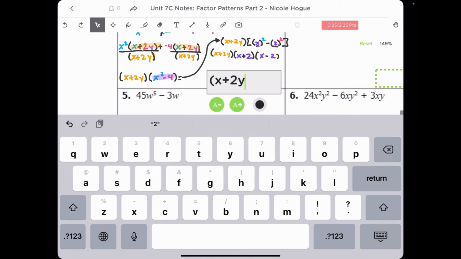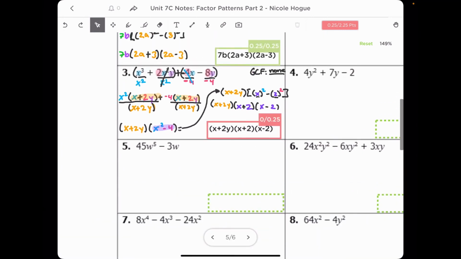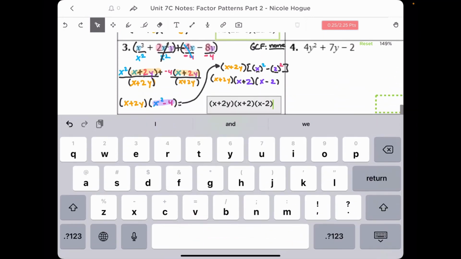So x plus 2y times x plus 2 times x minus 2. And it's probably going to tell me I'm off because of my signs.